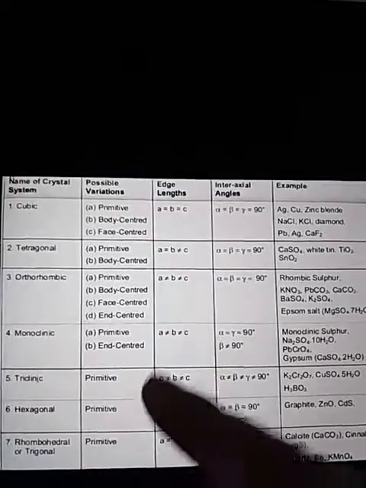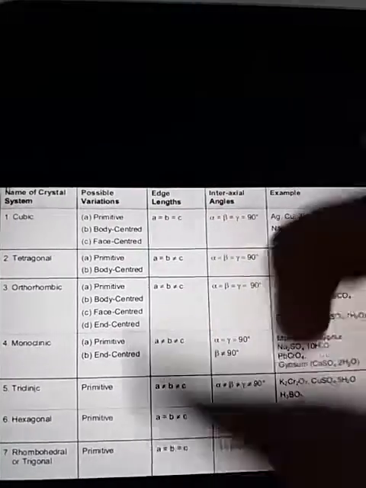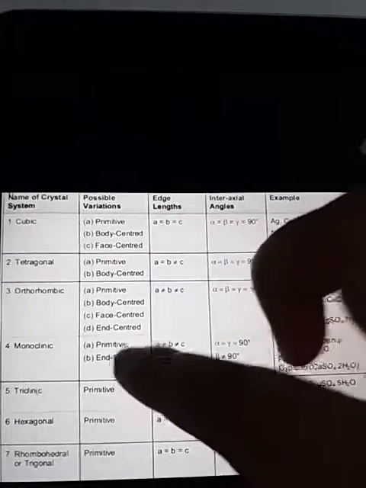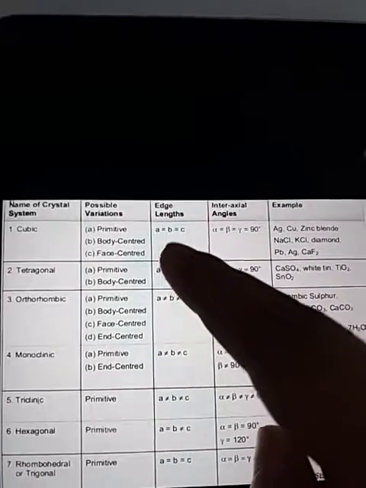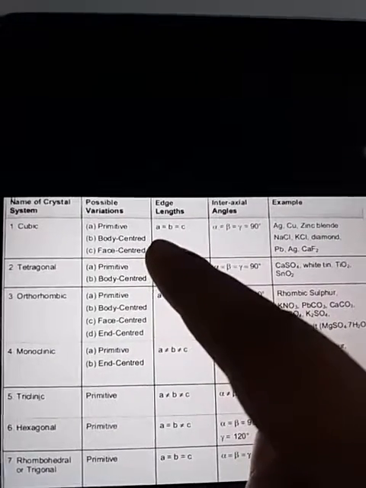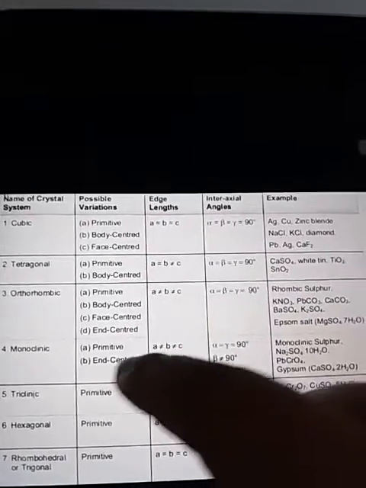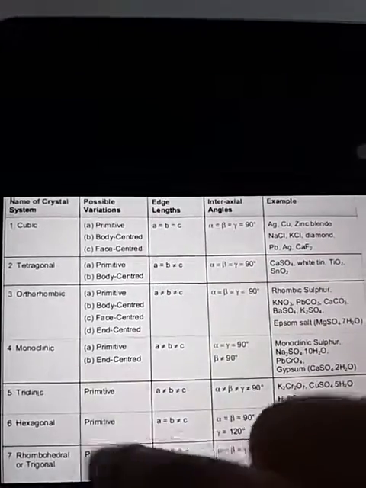Rhombohedral or trigonal, primitive. Remember like this, last three are primitive. And primitive is common in all the crystal system. All the crystal habits, primitive is present. Cubic, tetragonal. Then where is only body centered and face centered present? Body centered and face centered are present on cubic and orthorhombic. End centered present at orthorhombic, monoclinic. In this way you can remember last three only primitive.